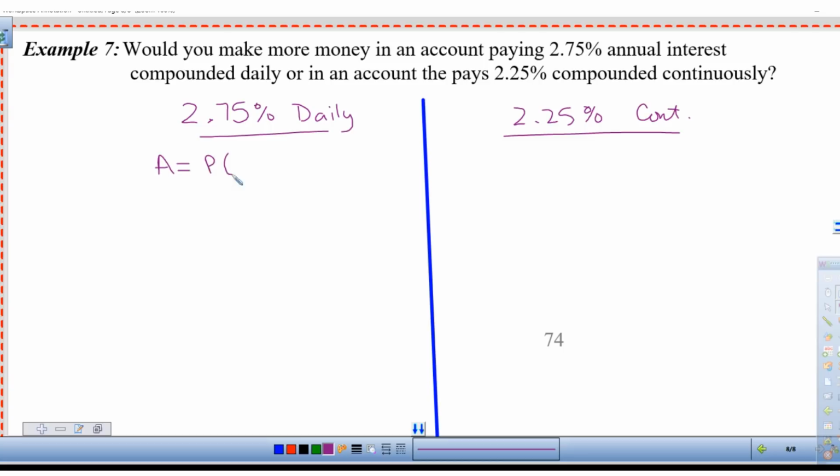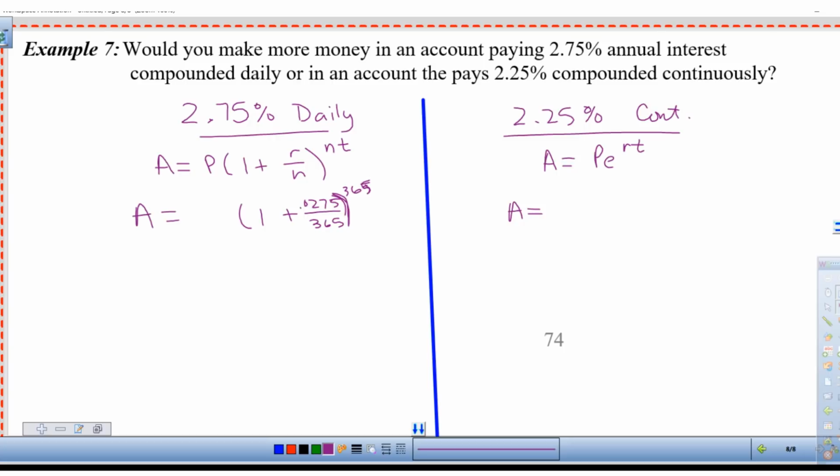Okay? Let's write our formula. A equals P times 1 plus r divided by n raised to the nt. Continuously is going to be Pe^rt. Would you make more money? So they want the new amount. So I'm going to fill in what I know. I have a 1 plus 2.75%, so that's 0.0275. Compounded daily, so that's 365. Raised to the 365, and now I don't have any more information. I don't have a t, and I don't have a P.